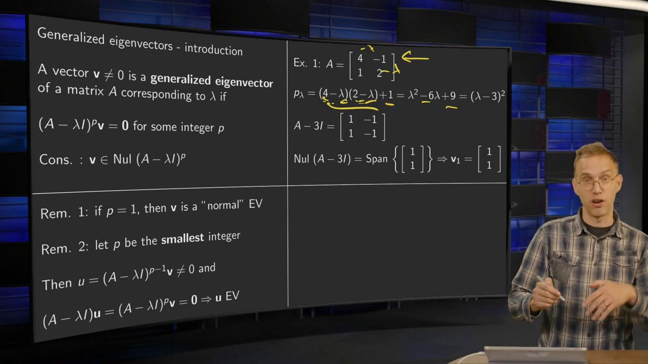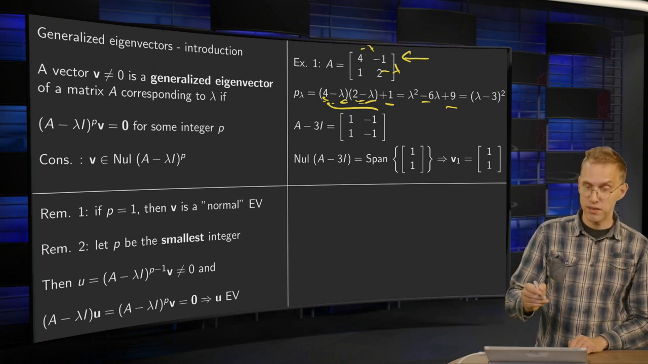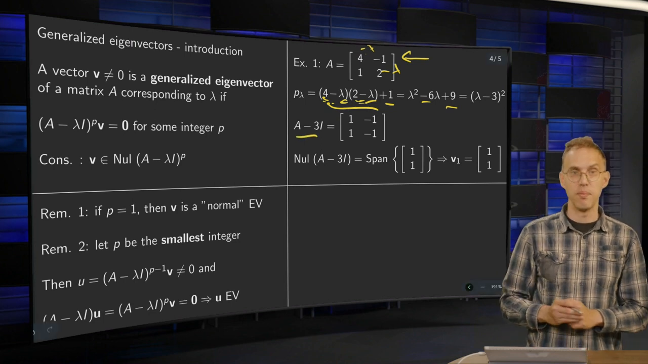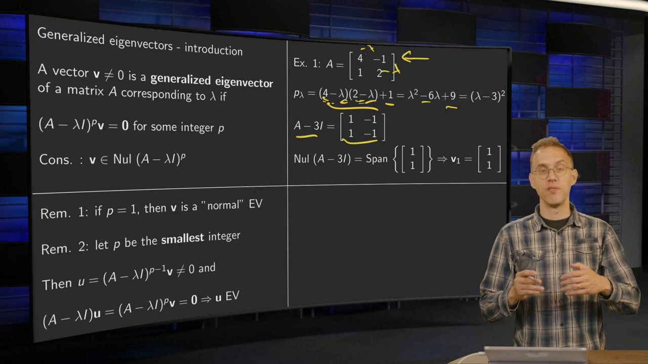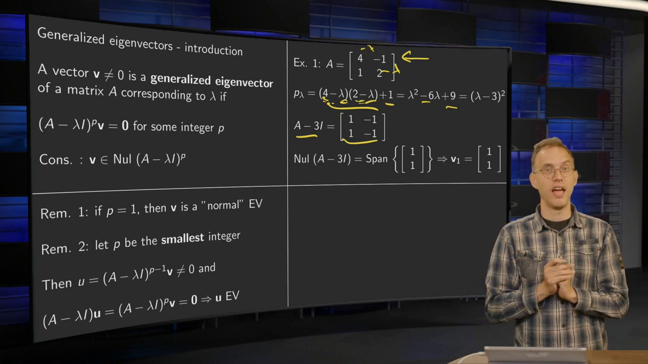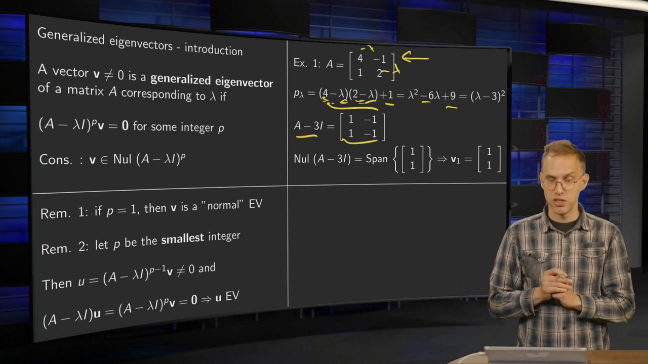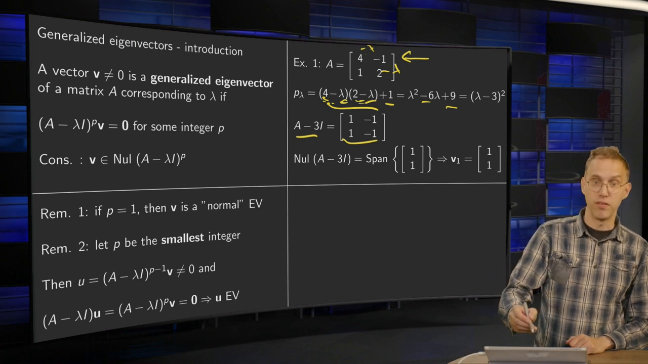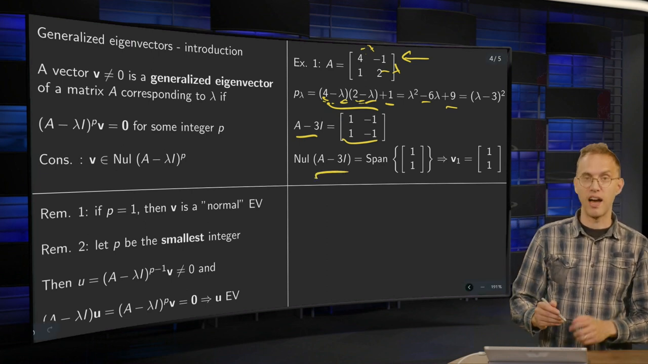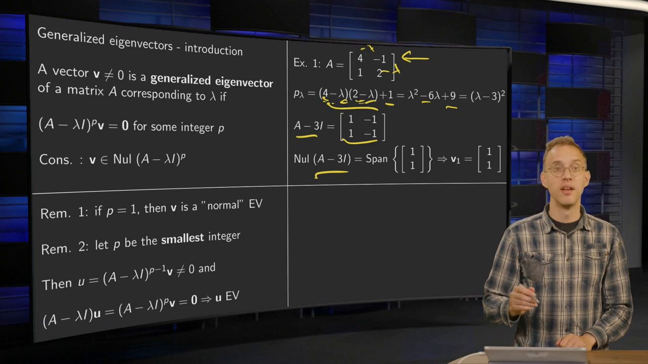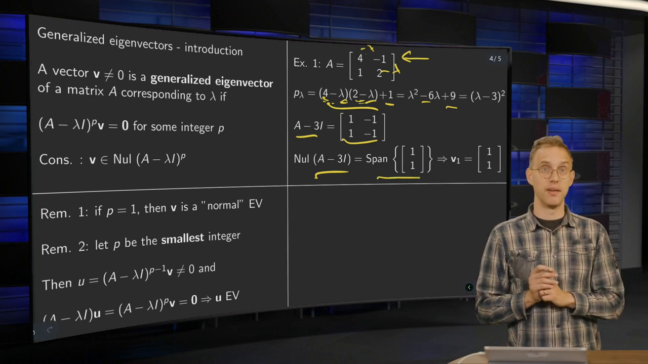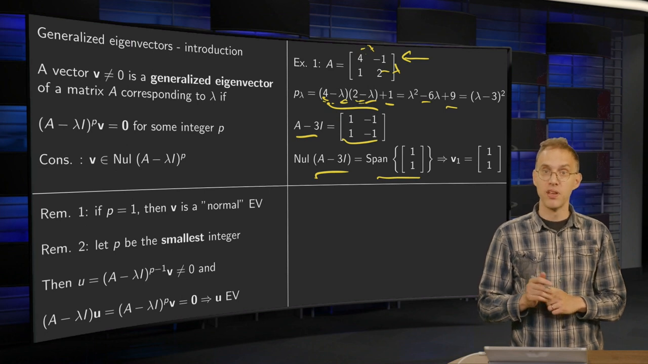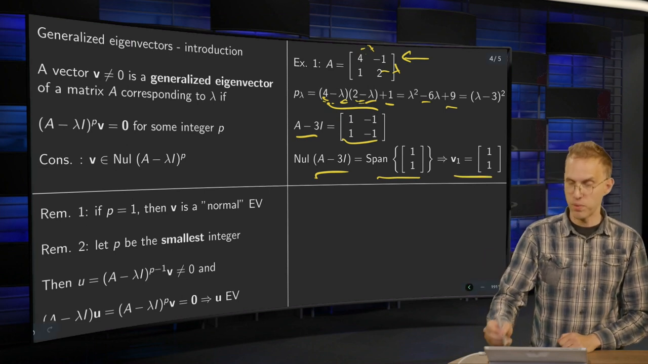Then we are going to compute the eigenvector. So first we compute A minus 3I. We get this matrix over here. And we can solve A minus 3I times x equals 0. So we find the null space of A minus 3I, done that many times. That is the span of (1, 1), only one independent eigenvector. So we have, for example, V1 equals (1, 1).